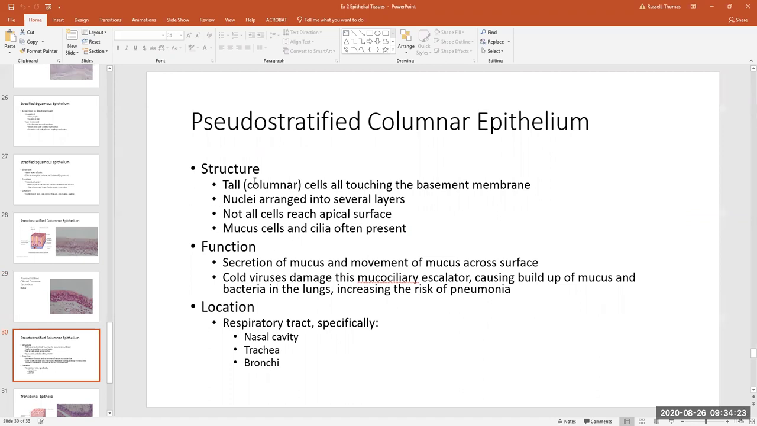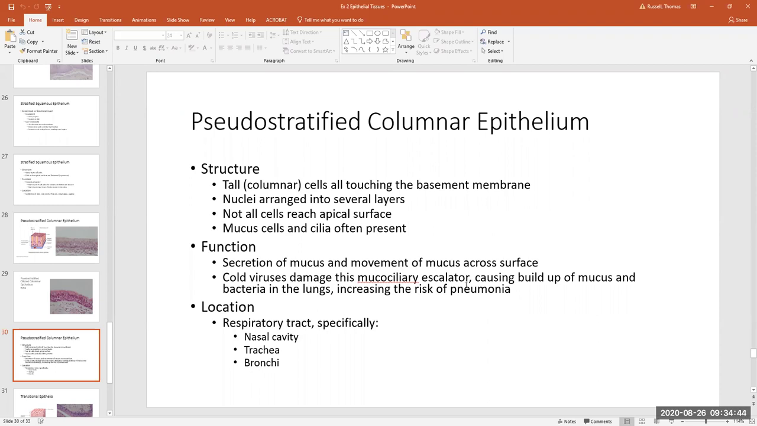So they're tall, they're column shaped. The nuclei are at different levels in the epithelium. Not all the cells reach the top. And then mucus gets trapped in that cilia. So the secretion of that mucus and the movement by the cilia moves the dirt and debris out of the system, which is called the mucociliary escalator.